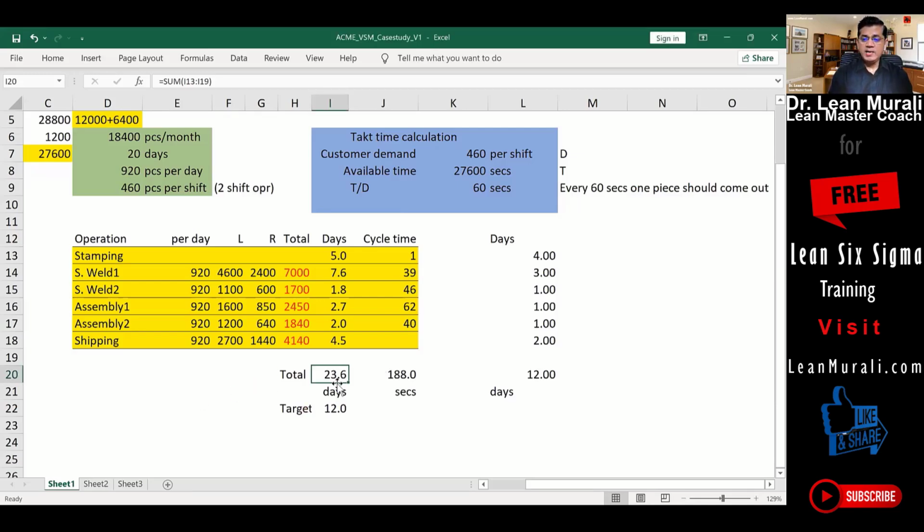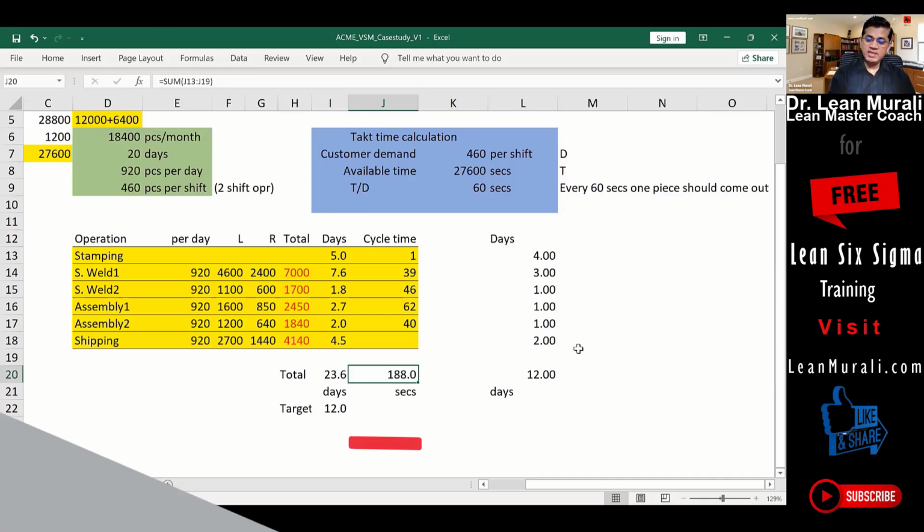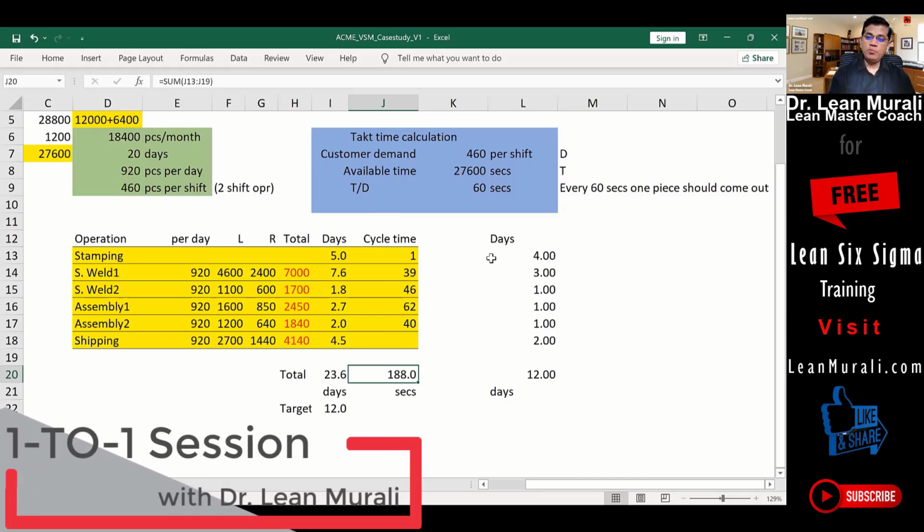So with that understanding, if you are having 23.6 days, the value added time is only 188 seconds. If there is no inventory, then everything will come out in 188 seconds, assuming there are no wastages in between. Is it possible to do it in 188 seconds against 23.6 days? Impossible. We know that. But is it possible to do it in 10 days? Definitely, it is possible. So the best way to do it is, instead of reducing the cycle times and working on cycle time projects, it is better to see how much we can actually work with less inventory.